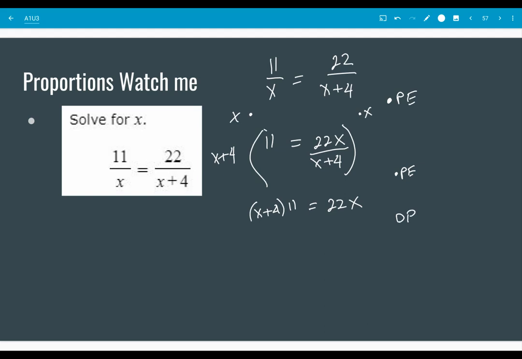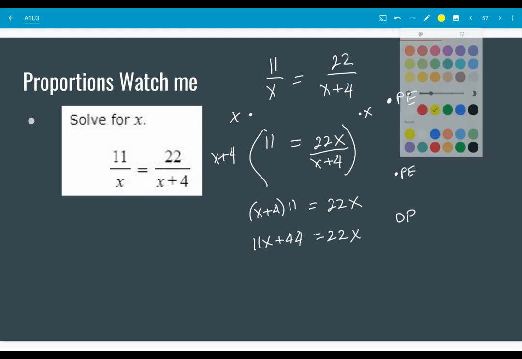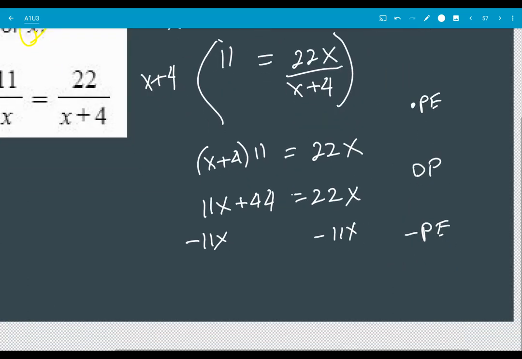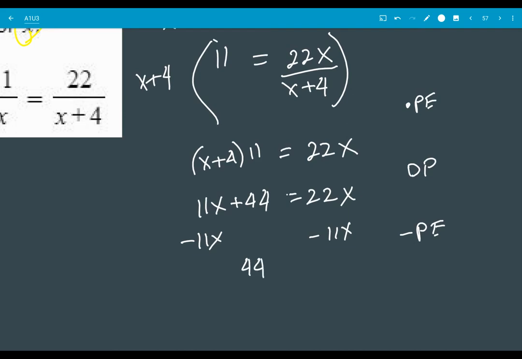And we're going to use the distributive property. 11x plus 44 equals 22x. Since x is the variable we're looking for, we are then going to use the subtraction property of equality to get all of the x's on one side. We get 44 equaling 11x. And then the division property of equality gives us that x is equal to 4.